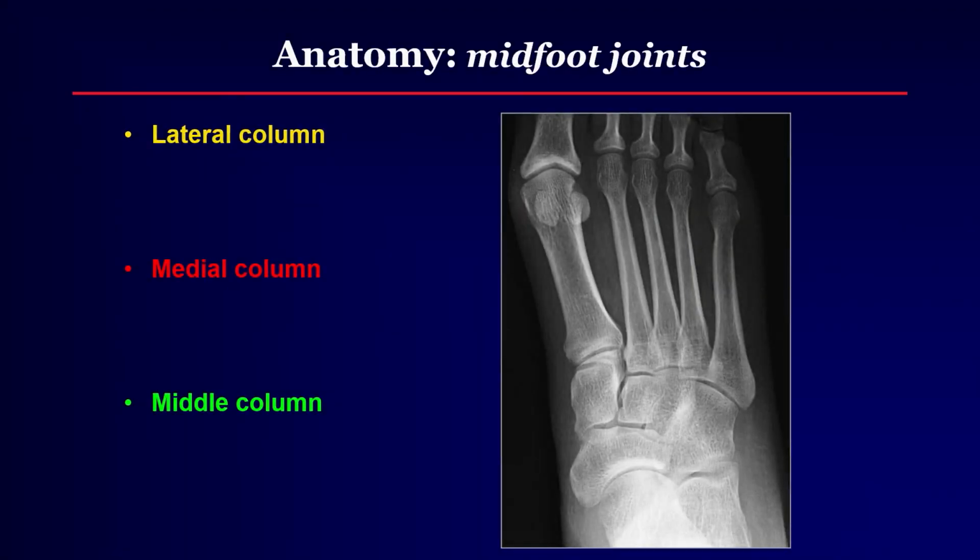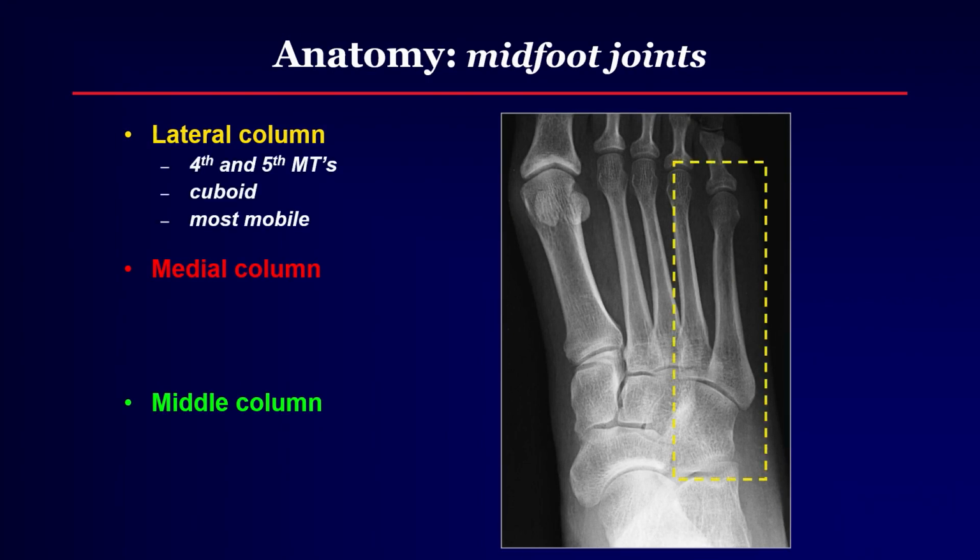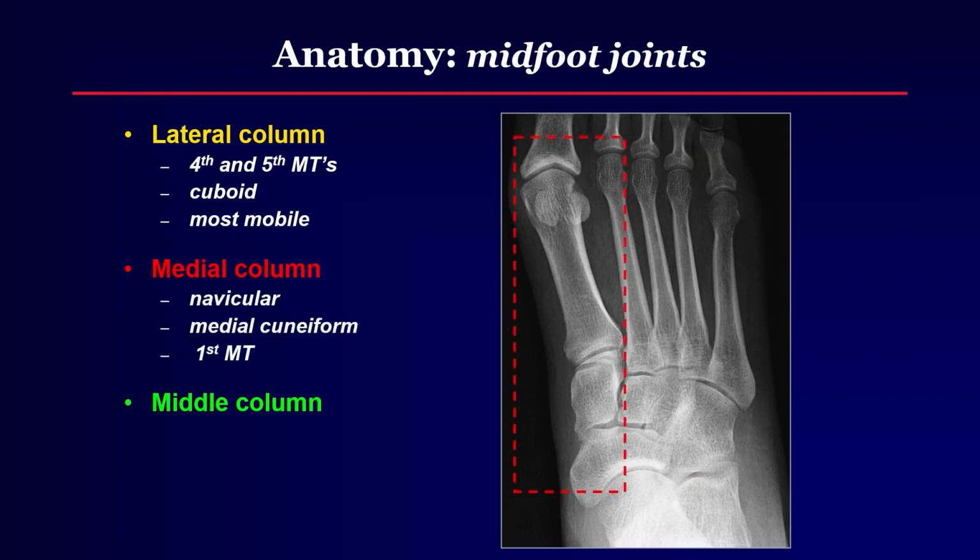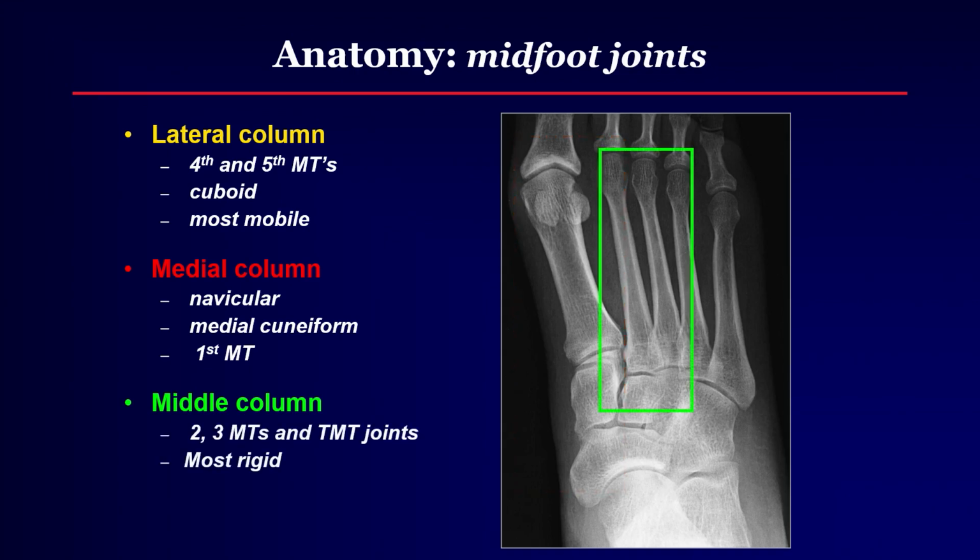One thing I was less familiar with is columns. Sometimes you might hear clinicians or surgeons talking about columns. The lateral column is really the fourth and fifth rays. That's the most mobile, and it includes the cuboid. And then the medial column is pretty much the first ray, from the medial cuneiform all the way down the first metatarsal. And then the middle column, as you might guess, is the most rigid, the second and third.